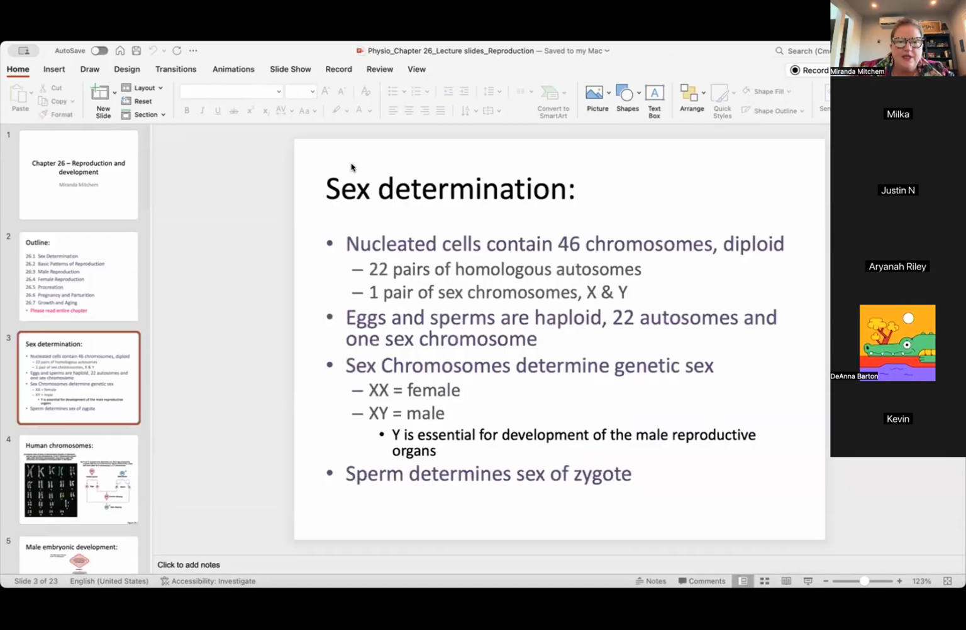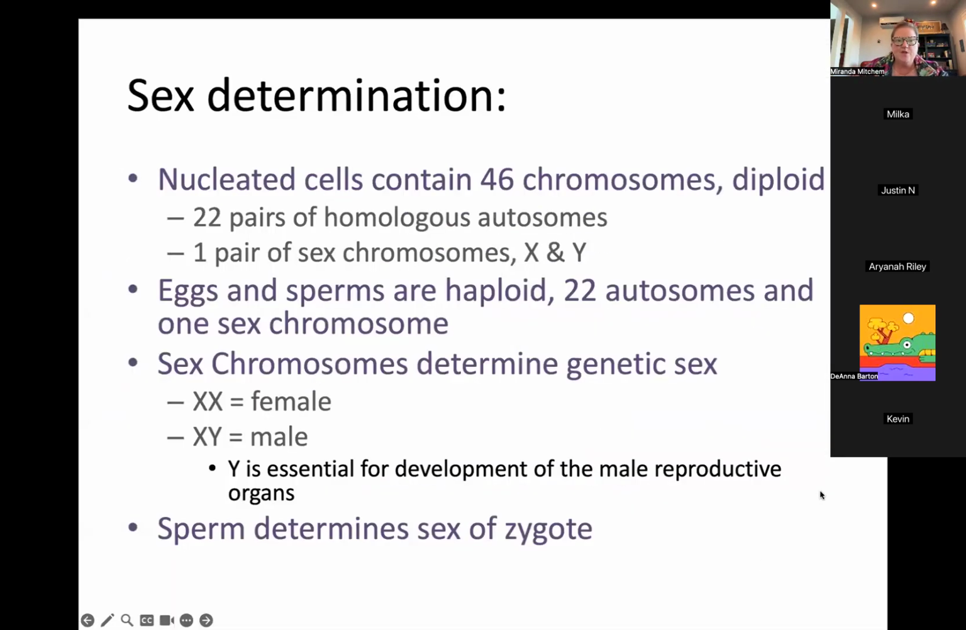Okay, let's go over this. So we've got 46 chromosomes. We're diploid. That means we have two copies, one from the maternal and one from the paternal source. Of these 46, 46 divided by 2 would give us 23. 22 of those 23 are homologous autosomes. That means non-sex cell. That's what autosome means. Homologous means the same chromosome, because we get chromosome 1 from dad, we get chromosome 1 from mom. And then 22 plus 1 gives us our 23 sets.